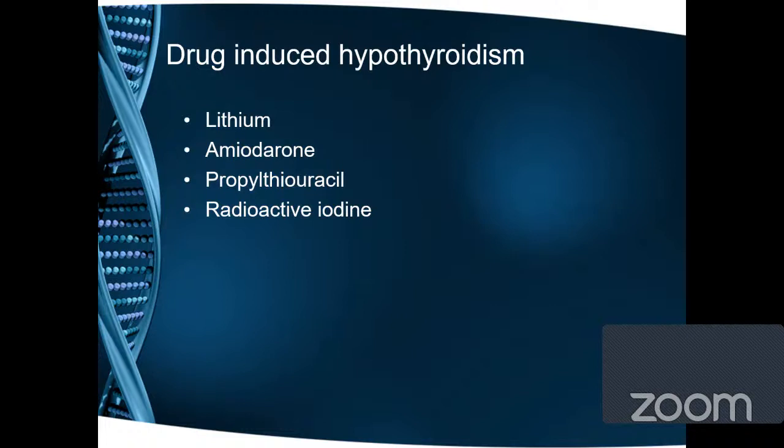Radioactive iodine is an anti-thyroid drug. It is used in patients with hyperthyroidism or thyrotoxicosis. When it is used, it will cause destruction of the thyroid gland, and because of the destruction, there is a chance of developing hypothyroidism. So in those patients also, we need to give thyroxine.